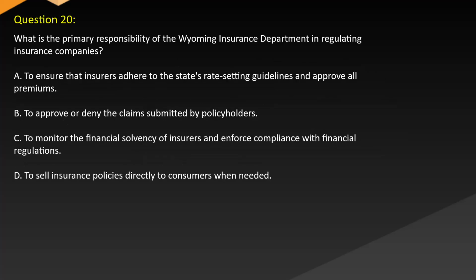Question 20. What is the primary responsibility of the Wyoming Insurance Department in regulating insurance companies? A. To ensure that insurers adhere to the state's rate-setting guidelines and approve all premiums. B. To approve or deny the claims submitted by policyholders. C. To monitor the financial solvency of insurers and enforce compliance with financial regulations. D. To sell insurance policies directly to consumers when needed.